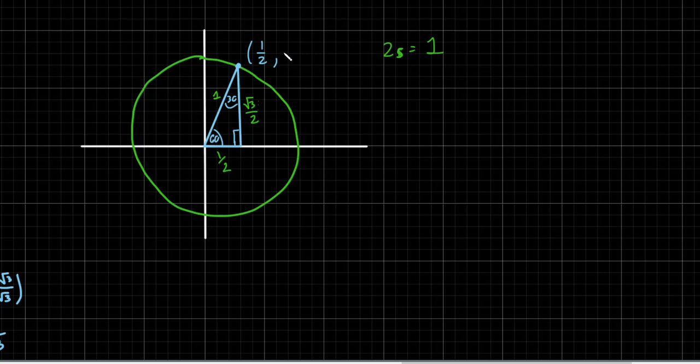Negative? Square root of 3 over. Yeah, perfect. It's the same thing as the last one, but we just switched the coordinates. Okay? But we still got to figure out what tangent is. So tangent of the 60 degrees is sine over cosine.